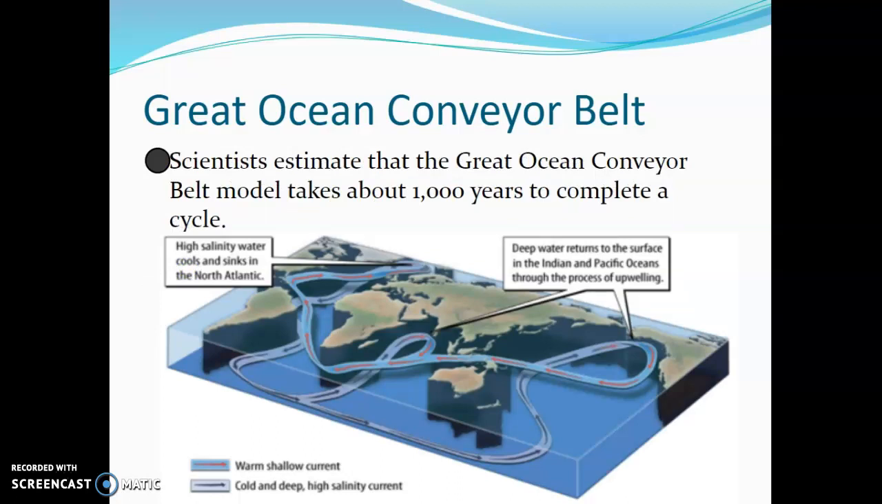Scientists estimate that the Great Ocean Conveyor Belt takes about 1,000 years to complete one cycle. So you can see the high salinity water cools and sinks in the North Atlantic, and it's hard to kind of picture that, but that's pointing towards the North Atlantic Ocean. And then you go down around Africa, and that deep water returns to the surface way over in the Indian and Pacific Oceans. So it's a 1,000-year cycle.